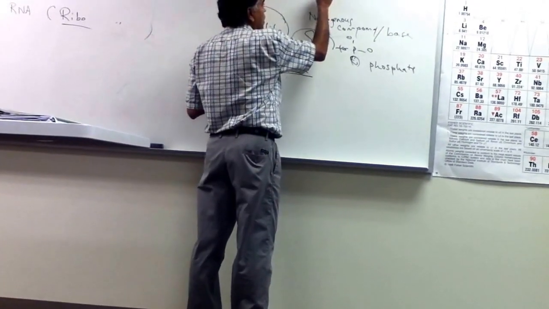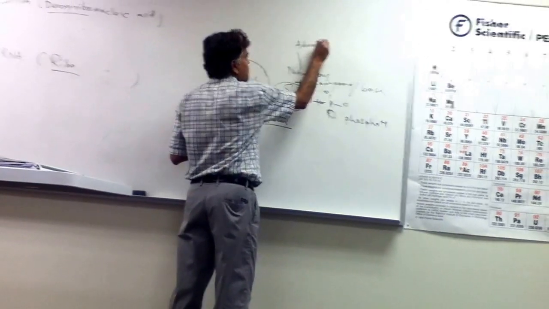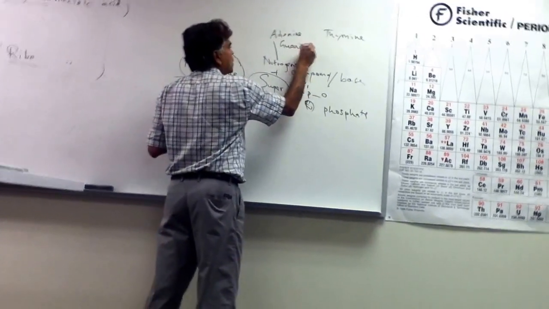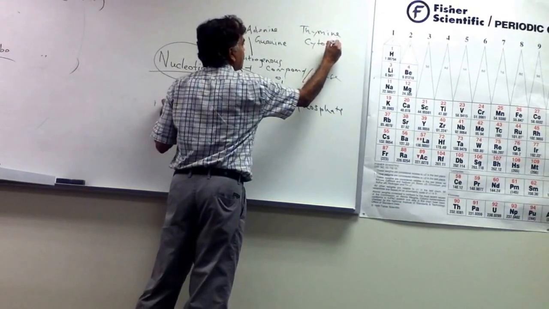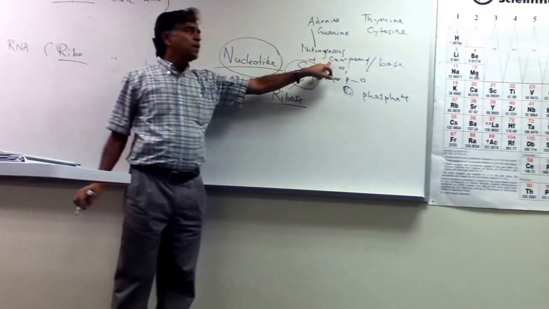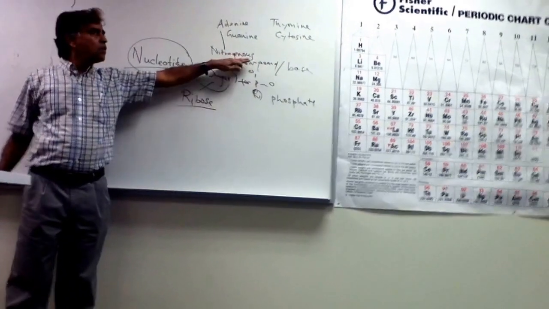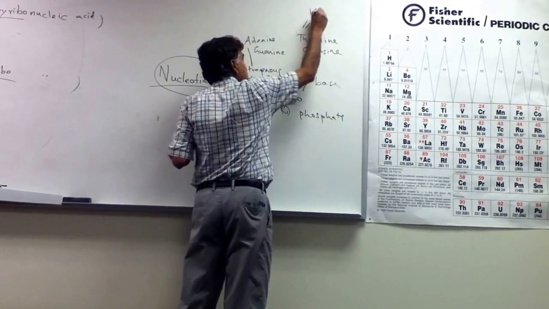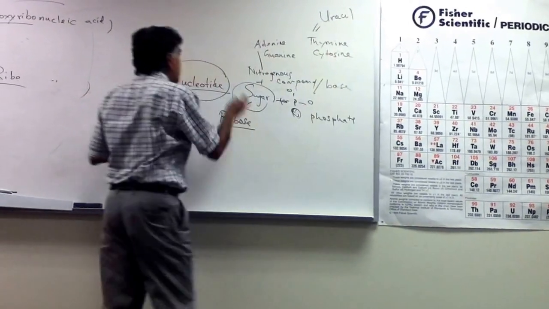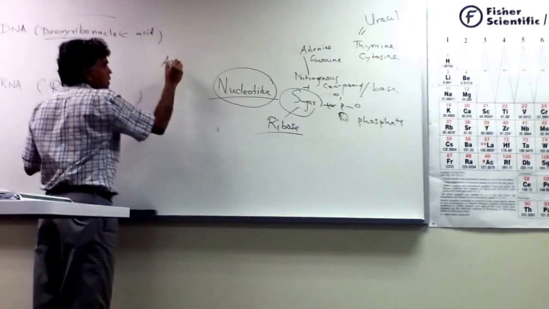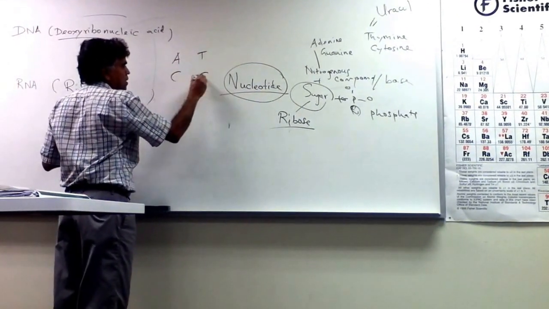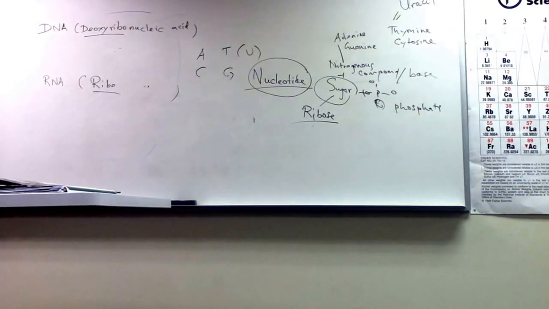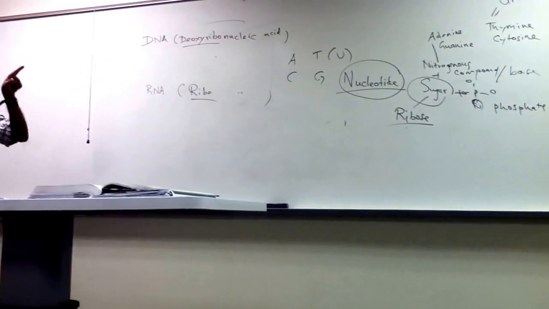So you will have adenine, thymine, guanine, cytosine. So these are the four of the possible nitrogenous bases for DNA. In case of RNA, this will be replaced by uracil. So in short, they use the notation A, T, C, G. Within parentheses, you can write U, meaning in RNA you won't find the T's.